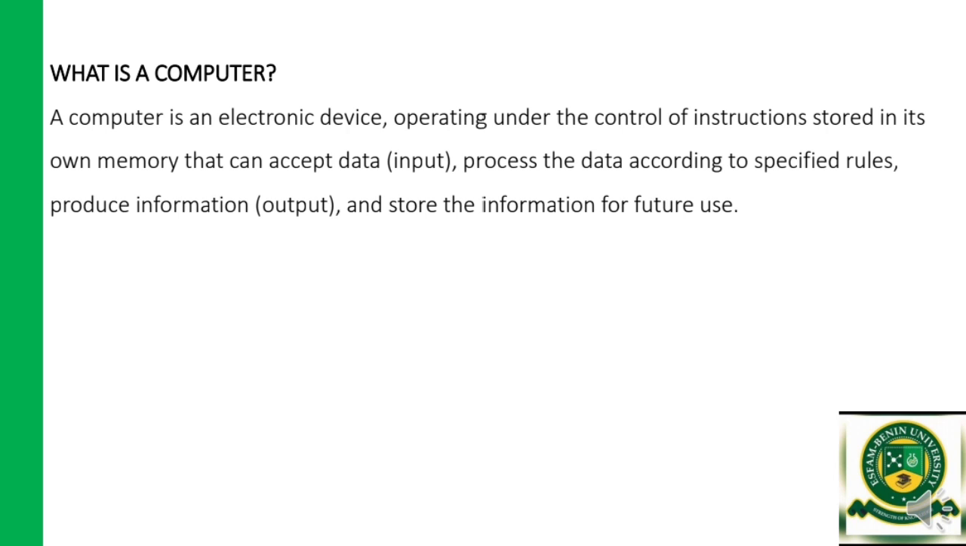Now, looking at the definition of computer, we say a computer is an electronic device operating under the control of instructions stored in its own memory that can accept data, that is input, process the data according to specific rules, produce information output, and store the information for future use. A computer is an electronic machine used to process data to produce information.